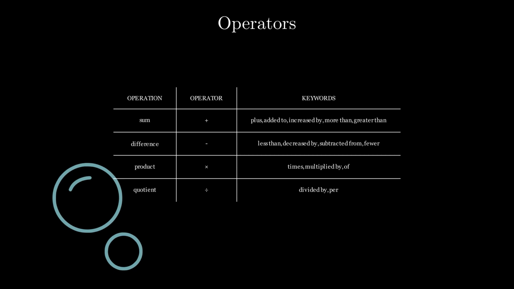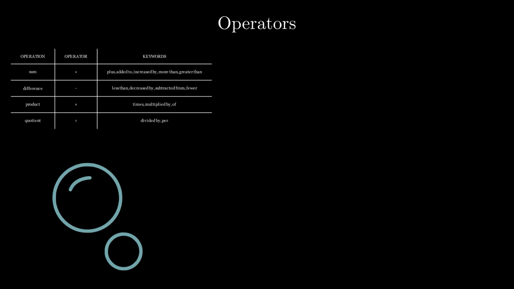Similarly, the multiplication operator tells us to multiply 2 or more quantities, so keywords like times, multiplied by, of are used to indicate multiplication in expressions. And finally, the division operator tells us to divide one quantity by another. Keywords like divided by and per are used to indicate division in expressions. So let's take a look at some examples of expressions using these operators.